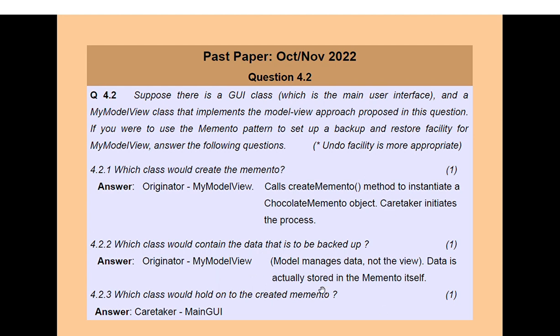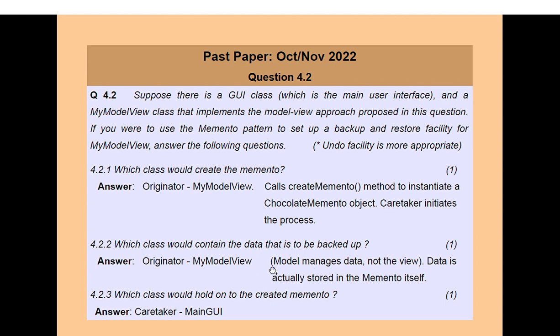And I have an idea, although I've put originator, my model view here, this question is probably expecting the answer of the memento itself. But just be careful of this wording. It's not very clear whether you're talking about the class that contains the original data or the class that actually stores the data during the actual backup process.